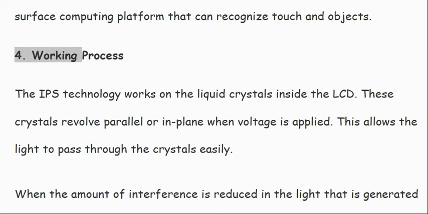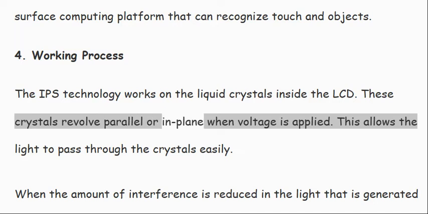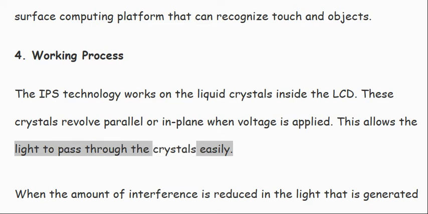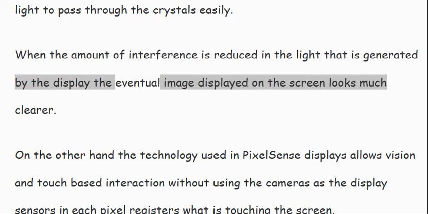4. Working process. The IPS technology works on the liquid crystals inside the LCD. These crystals revolve parallel or in plane when voltage is applied. This allows the light to pass through the crystals easily. When the amount of interference is reduced in the light that is generated by the display, the eventual image displayed on the screen looks much clearer.